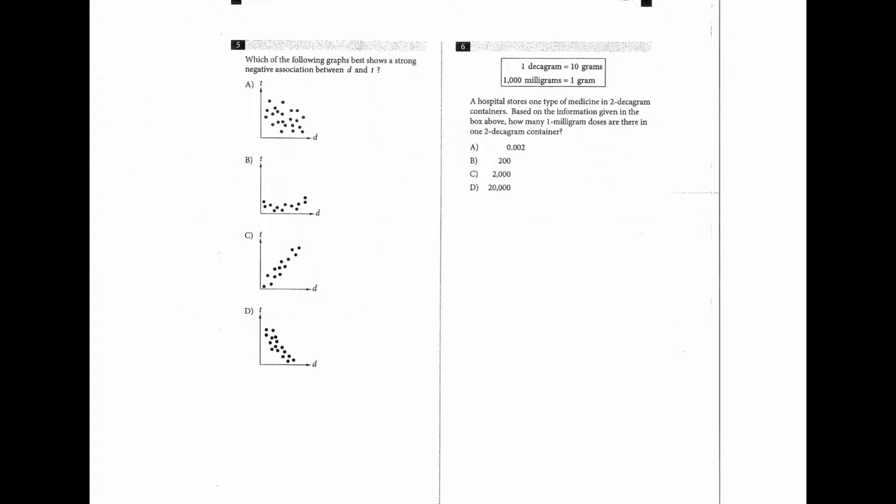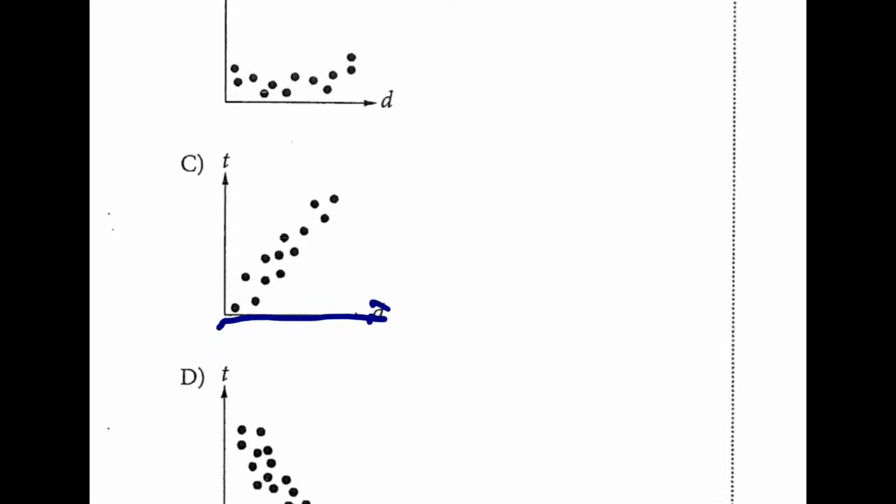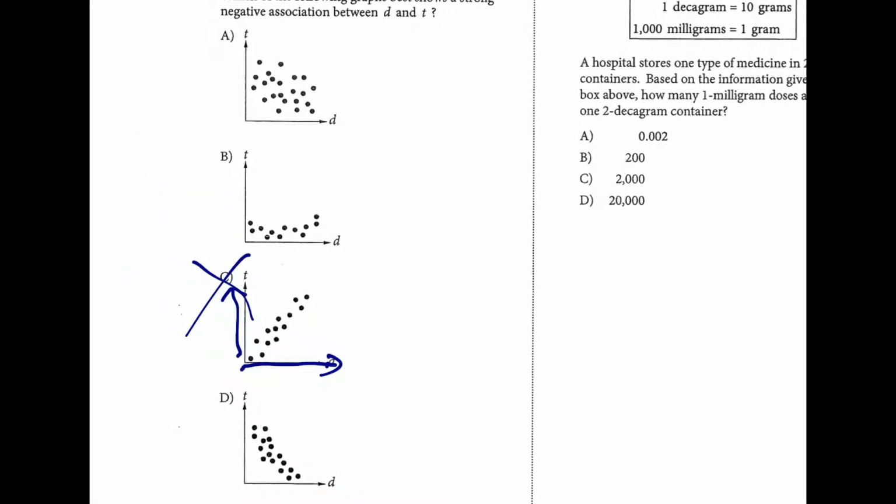Number 5, we're looking for a negative association between D and T, which means as D increases, T should go down. The problem here is that as D increases, T is actually going up. That's why C is wrong. There is a positive relationship here. And for B, though it's slight, there is a slight positive trend to this graph. That's why that one is also wrong.